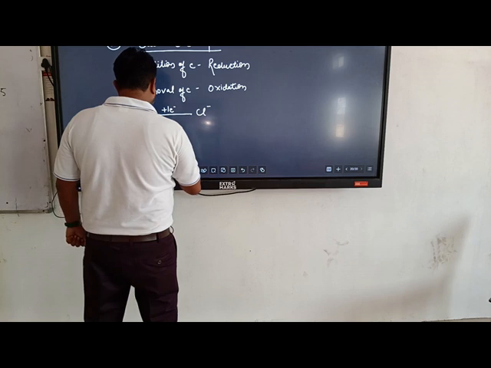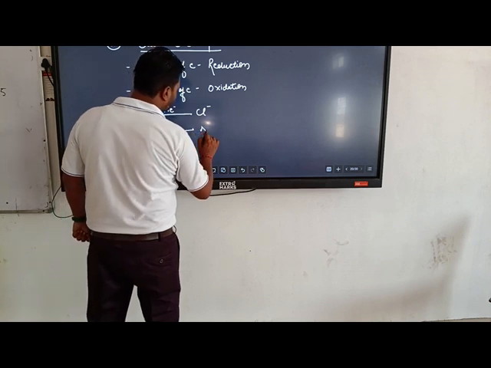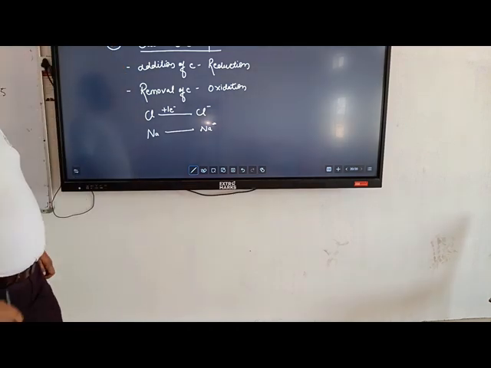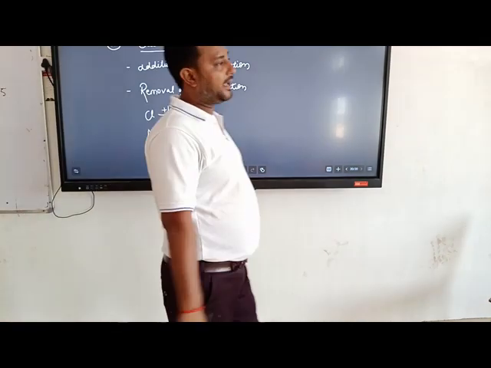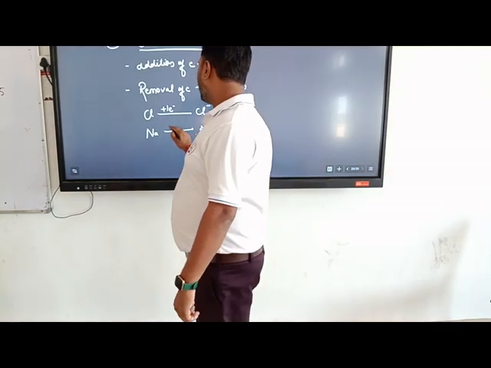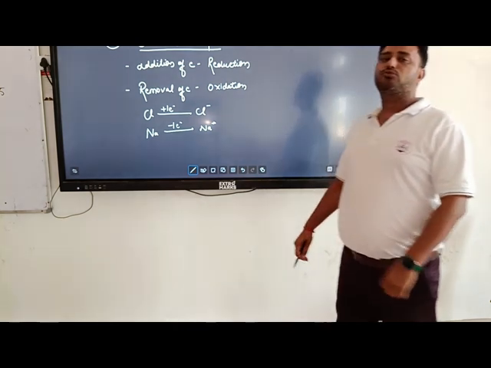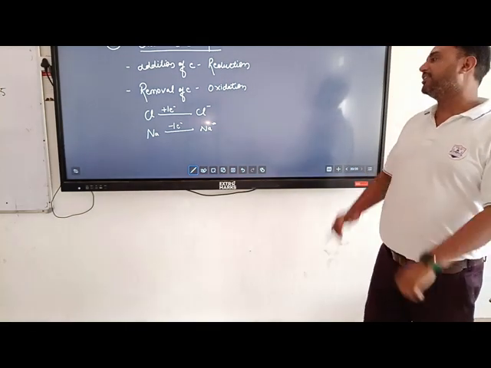Now it is the sodium atom, and during the reaction the sodium is converted into the sodium ion. So conversion of sodium into sodium ion takes place by removal of electron. It means conversion of sodium to sodium ion is the oxidation.